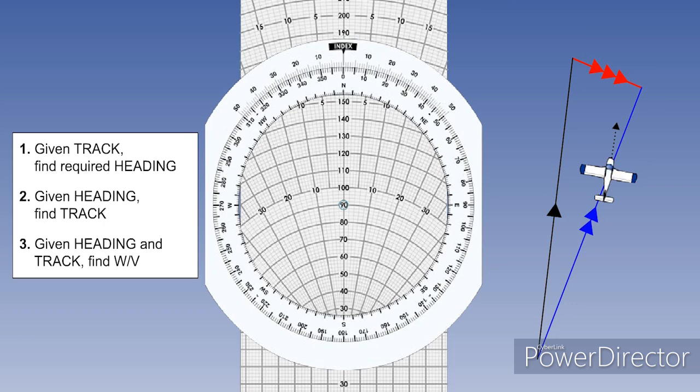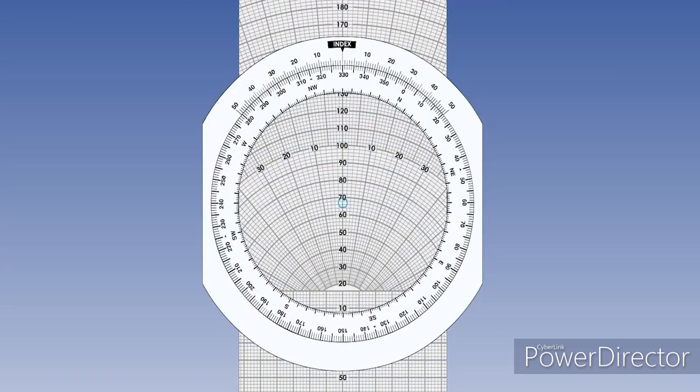CPL and ATPL students need to be able to solve all three of these types of questions quickly and easily. In most problems that you solve on the wind face, you'll begin by marking the wind on the window of the rotating scale. Here's how this is done. Let's assume that we need to enter a wind from 360 degrees with a speed of 20 knots. Both these figures together give us the wind velocity, that is, its direction and speed.